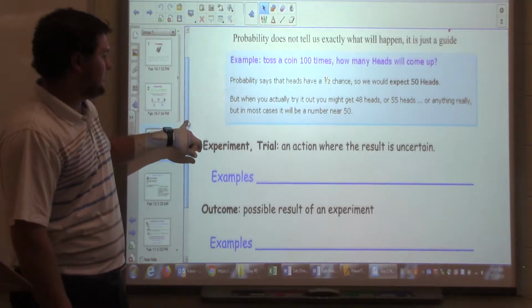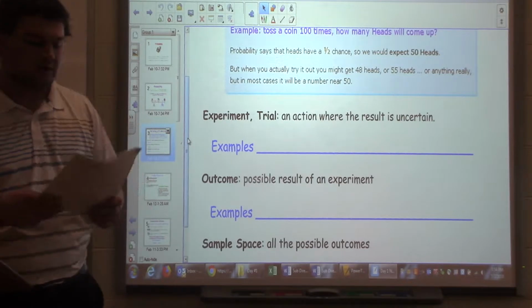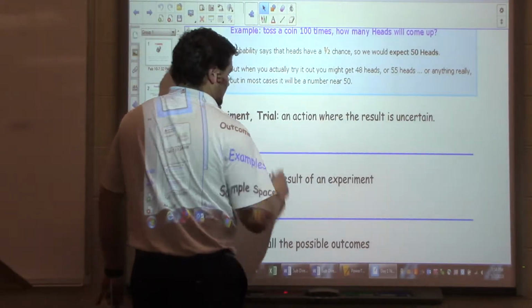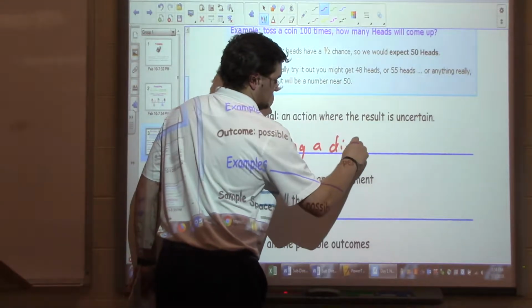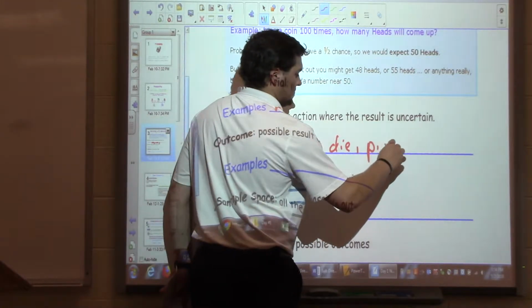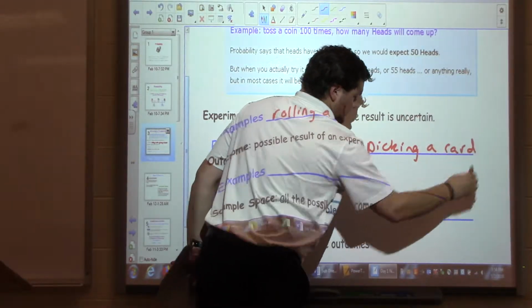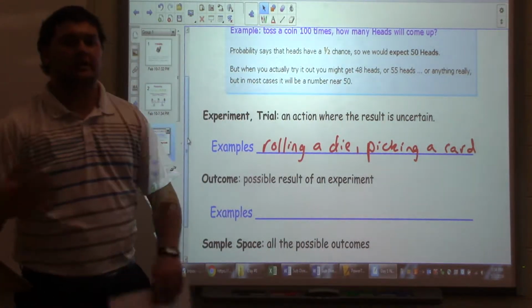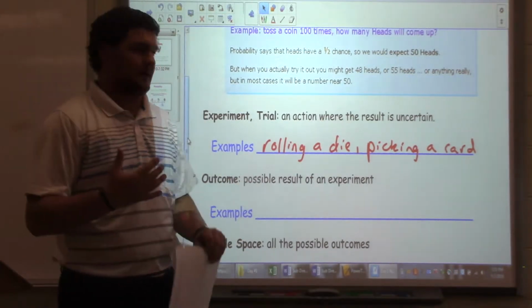So, an experiment or a trial. It's an action where the result is uncertain. So it's anything you do. It's rolling a die. It's picking a card. It could be flipping a coin. It's any of those things that we do where we're not sure what's going to happen.